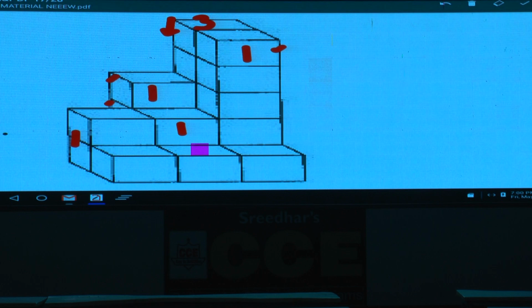Hence 3 plus 1 plus 1 plus 1. How many were there in total? 7. 3 plus 1 plus 1 plus... 6 and 6, total 6. Now this is how much?